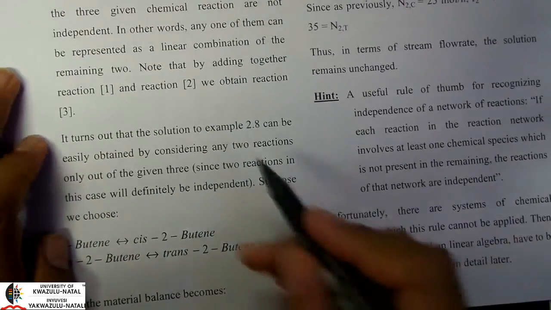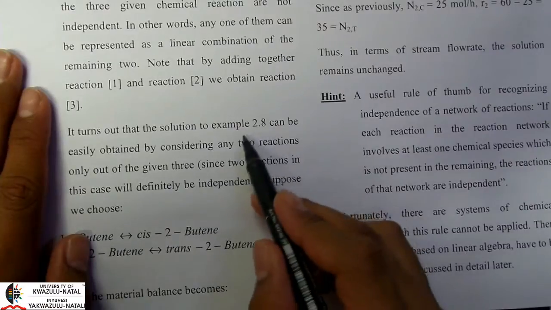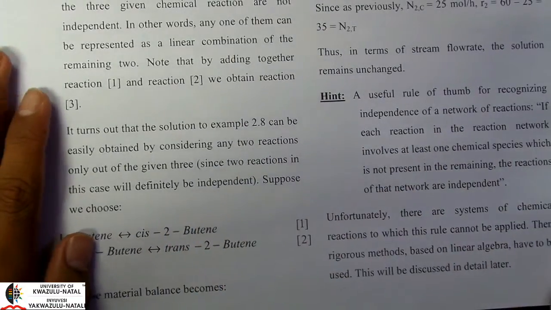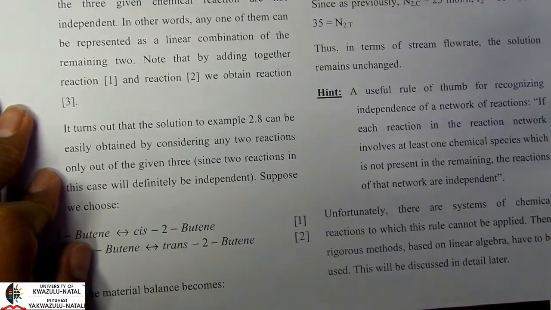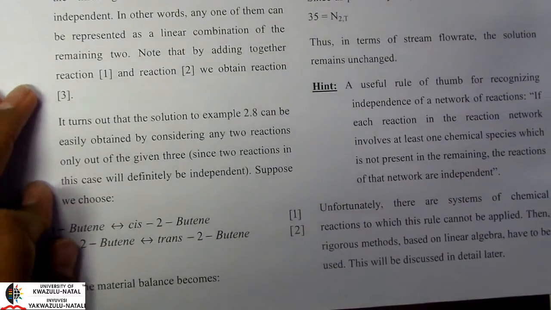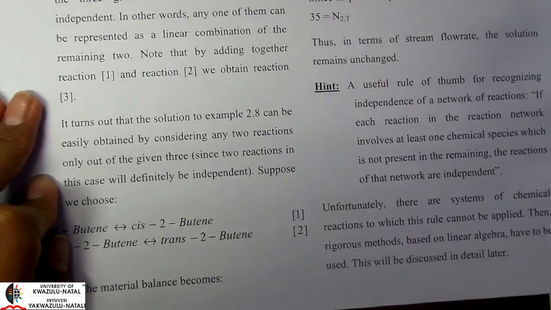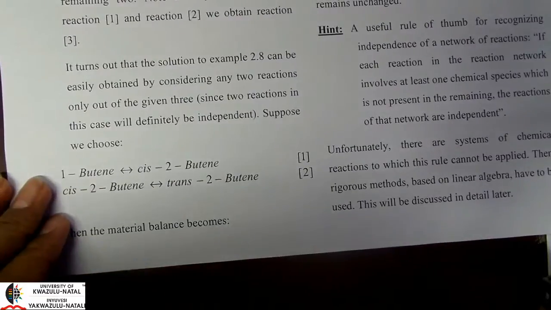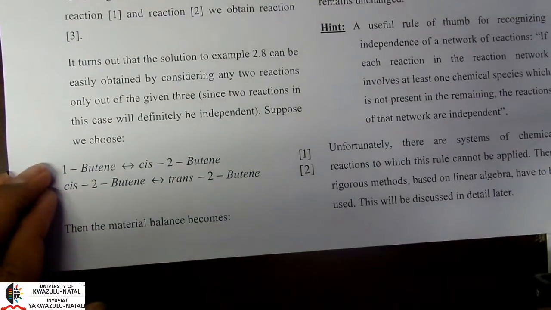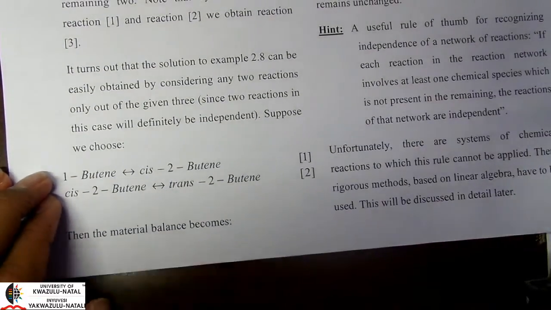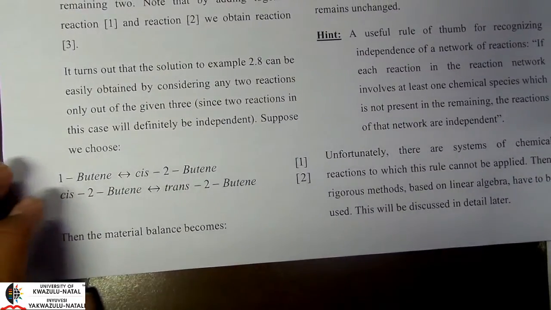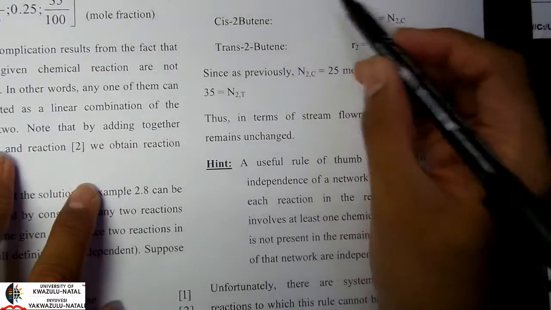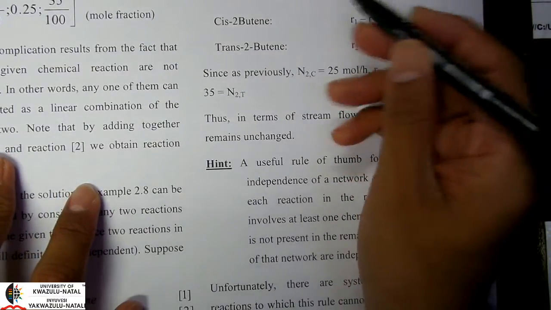Okay, it turns out that the solution to example 2.8, which is the above example, can be easily obtained if we simply considered any two reactions, only out of the given three. So let's try and achieve that. Let's say, for example, we took only reactions 1 and 2, then our balances would look like this.